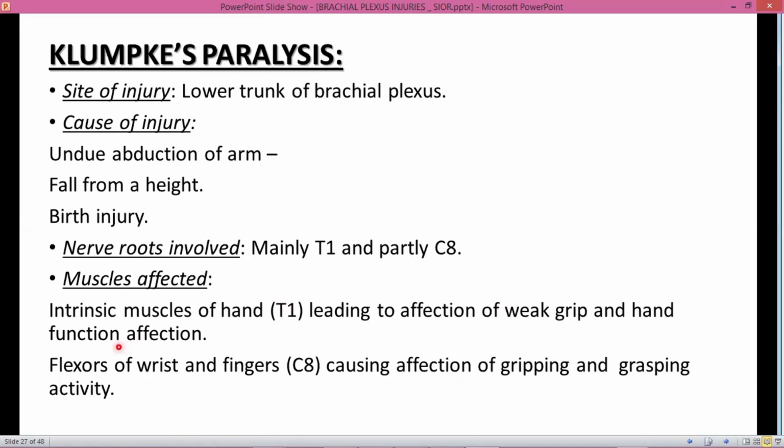If T1 is involved, the intrinsic muscles of the hand, which are the lumbricals and the palmar and dorsal interossei, will be weak. Basically, it will lead to affection of your grip. Your grip will be weak and hand function will be affected. And if C8 is involved, the flexors of the wrist and the hand will be affected, which can further affect your gripping activity.